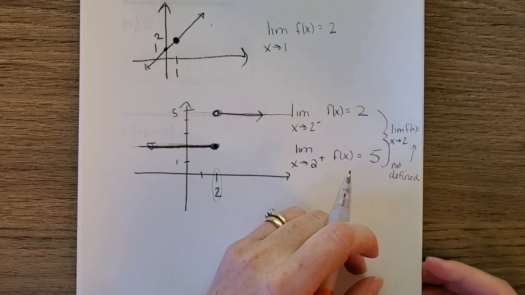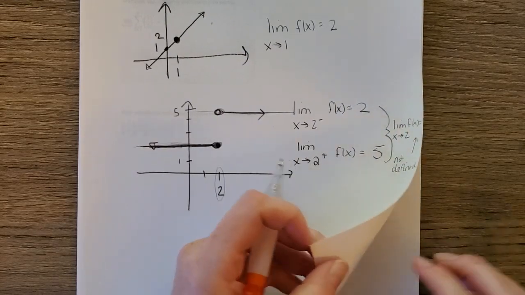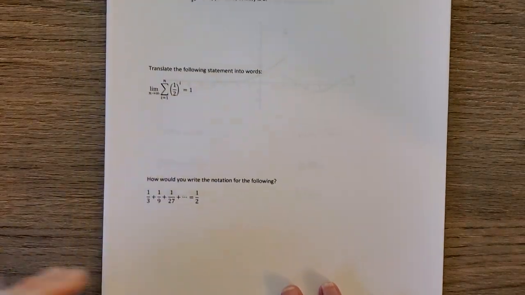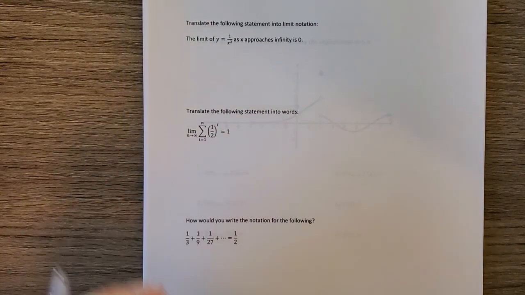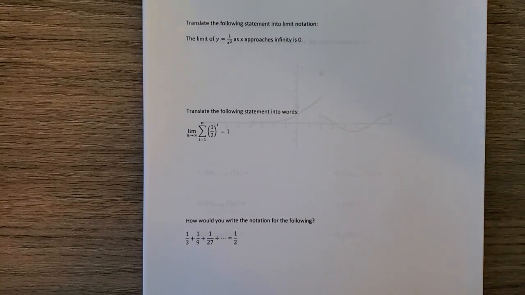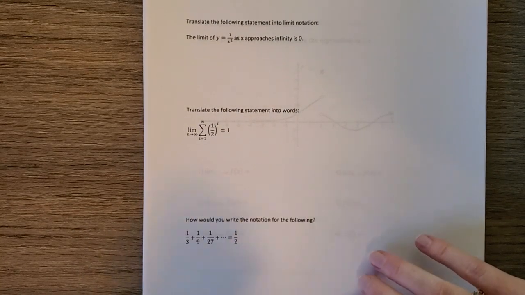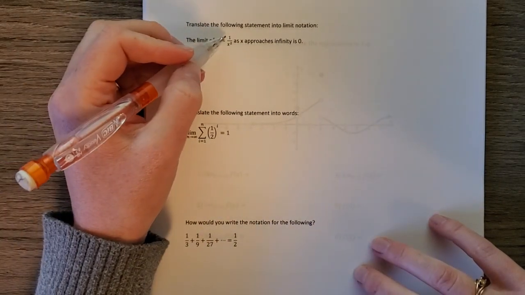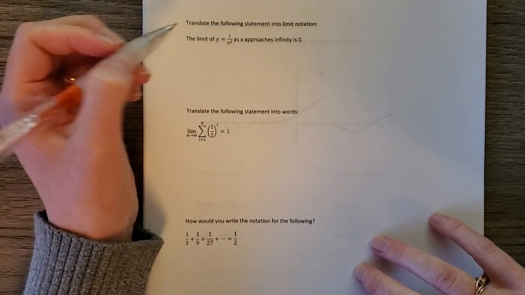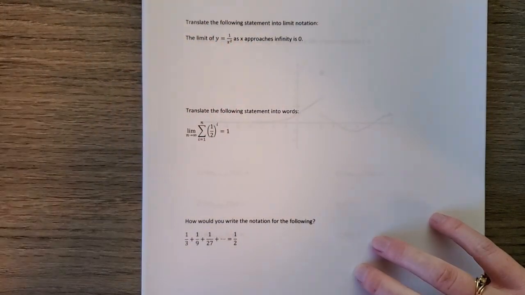We'll see more problems and more examples of graphing on tomorrow's lesson. So now we're going back into no graphs, just talking about the concepts of limits. Translate the following statement into limit notation. The limit of y equals 1 over x squared as x approaches infinity is 0.